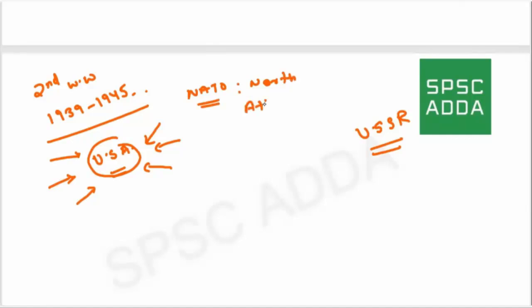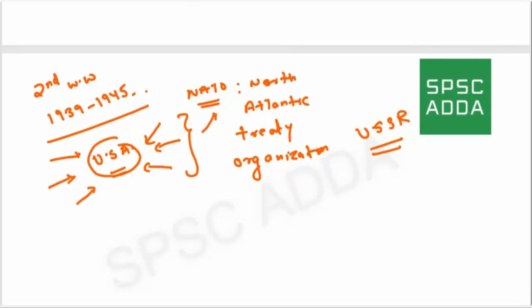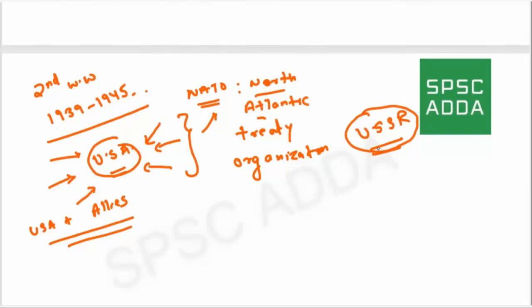North Atlantic Treaty Organization. This is NATO. All those countries supporting the USA joined this group, and the USA was heading it. So NATO is the USA and its allies, or you can say the USA and its friends have formed NATO. On the other hand, the USSR also formed an organization. What was the organization's name?